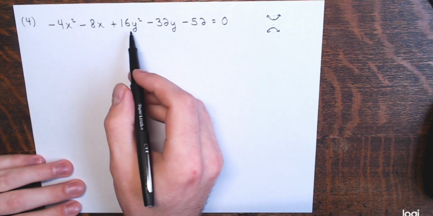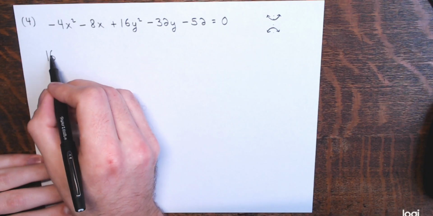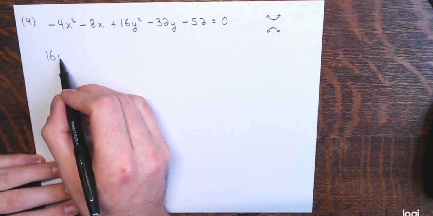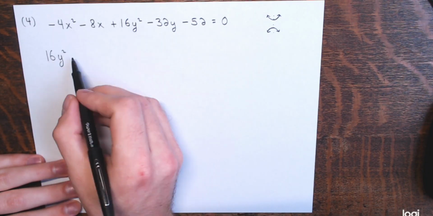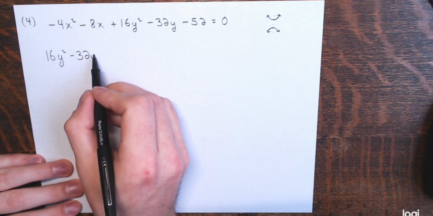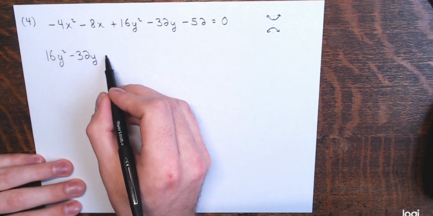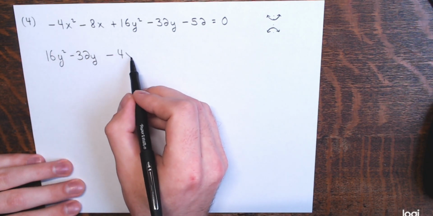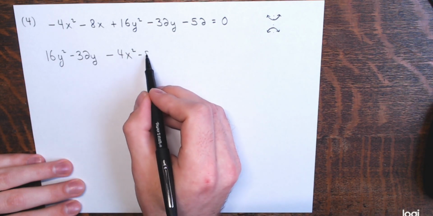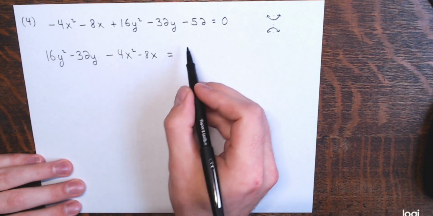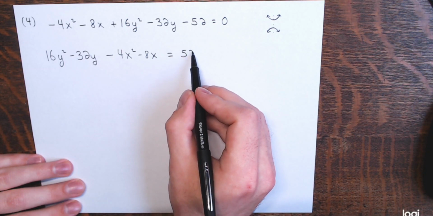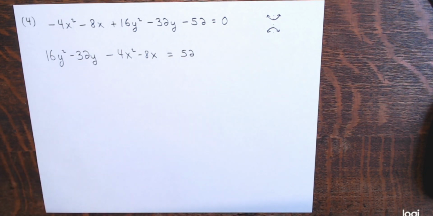So I'm going to rearrange these so that the y terms are first, because it's positive y squared, positive 16y squared, then minus 32y, and then put the x terms next because you have the negative x squared there, minus 4x squared minus 8x equals 52. I'm going to add the 52 to both sides, get rid of that constant term.